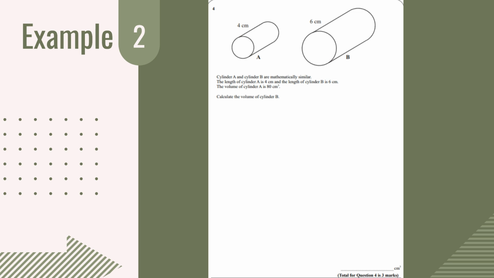So, if we work out our linear scale factor by doing 6 divided by 4, we get our linear scale factor being 3/2. If we cube this, we get our volume scale factor, which will be 27/8. Times this by 80 and we'll get the volume of cylinder B. So the volume of cylinder B is 270 cm cubed.